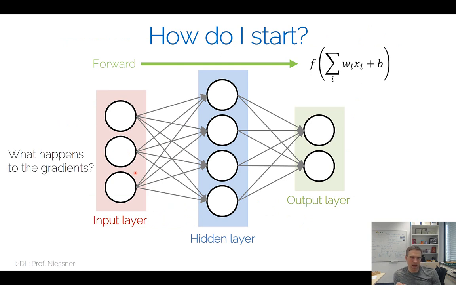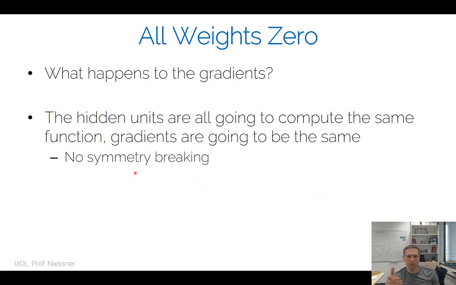Basically, what happens to gradients? Let's think about a couple of things. What if we initialize all the weights with zero? If all my weights are zero, what do my gradients look like? No matter what, all my input is going to be zeroed out and I'm just adding the bias to it. So all my hidden units are going to compute the same function. The gradient is also going to be the same everywhere, and there's no symmetry breaking, meaning it doesn't know which neuron's weights to change. Everything is the same and nothing changes. It's a kind of perfect balance.